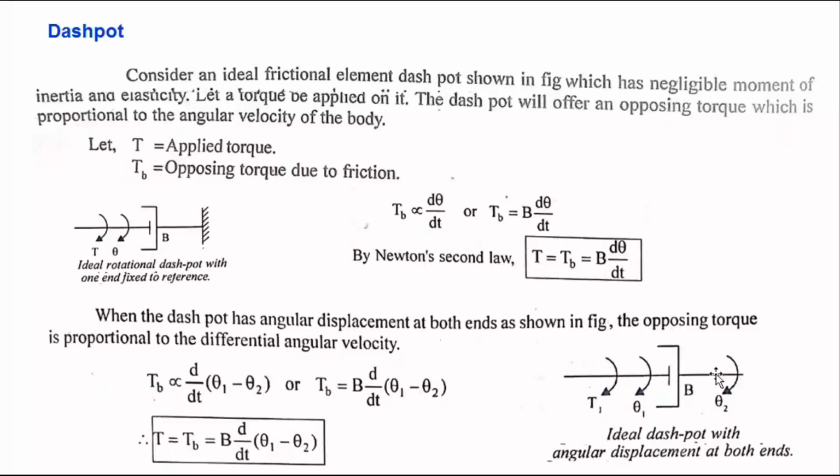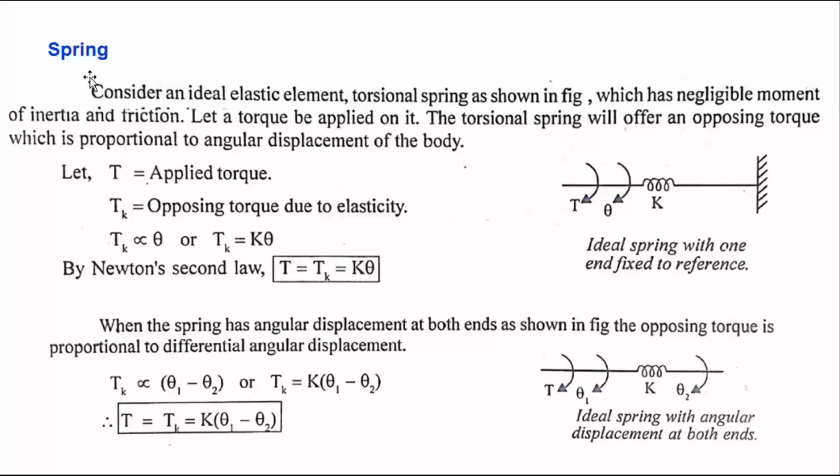Suppose both ends of the dash part are free, meaning both the angular displacements are theta 1 and theta 2. In place of theta, substitute the difference between the angles, theta 1 minus theta 2. So the final formula is T is equal to Tb, that is equal to b into d theta 1 minus theta 2 divided by dt.